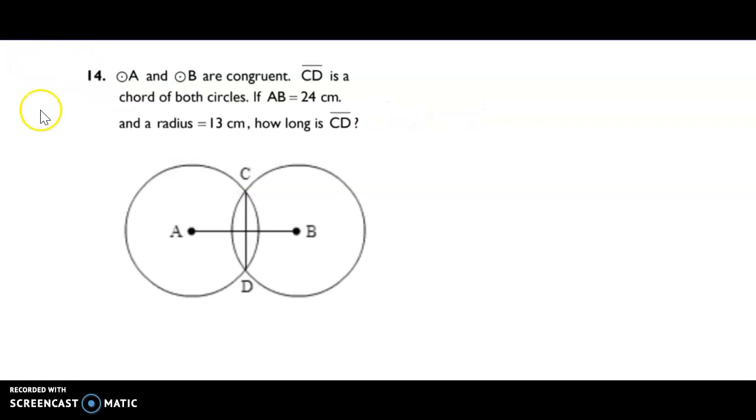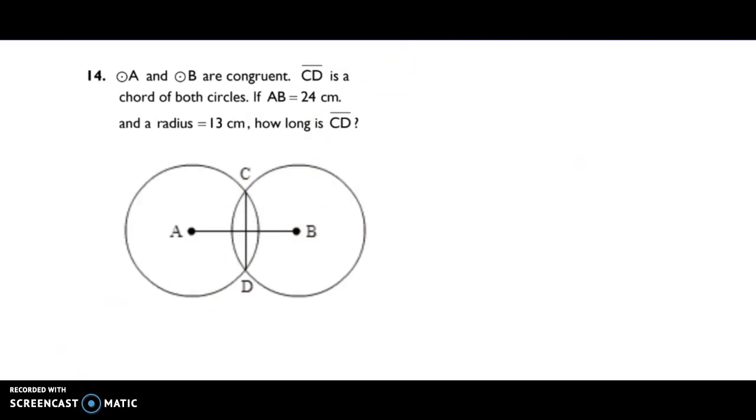This one, I wanted to go over because it looks a little complicated, but I thought it'd be a good problem to go over. Circles A and B are congruent, meaning they're the same size, and they overlap. CD is a chord of both circles. If you take away this left circle, CD is in circle B. And if you take away the right circle, CD is also in circle A. AB is 24. Radius is 13 for each of those. How long is CD? What do we do here?